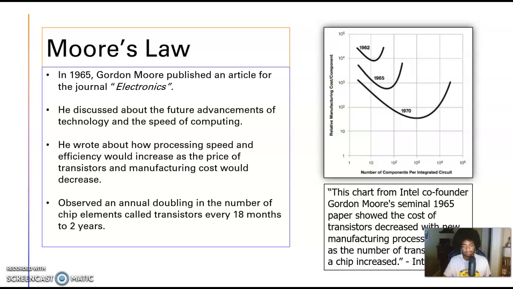He observed a doubling in the number of chip elements called transistors every 18 months to 2 years. To my right, you can see the chart, the y-axis being the manufacturing cost of components, and you can see that the cost goes down as the x-axis, the number of components per integrated circuit, increases. And you see as time goes on, production is going to increase as the manufacturing costs and components of these parts decrease.